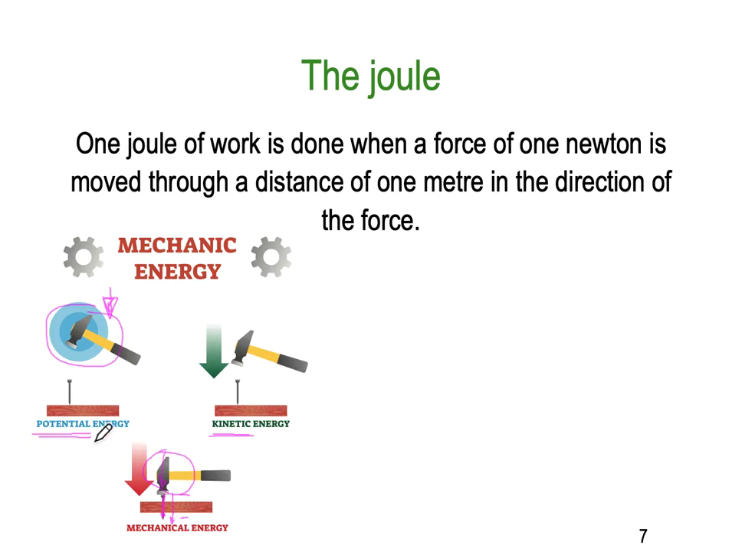So potential energy was where there was the possibility of the hammer dropping. There's kinetic energy while the hammer is dropping, but once the hammer actually makes contact with the nail and pushes it through the timber, therefore mechanical energy is done, or as we say, work has happened. So we've actually had work happened because the nail has moved through the timber.